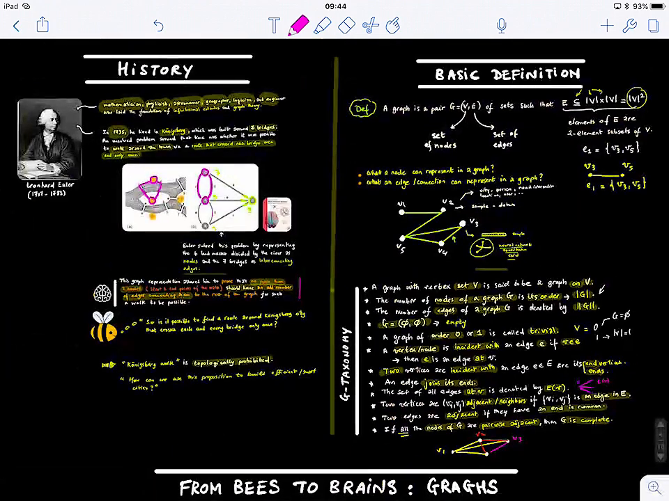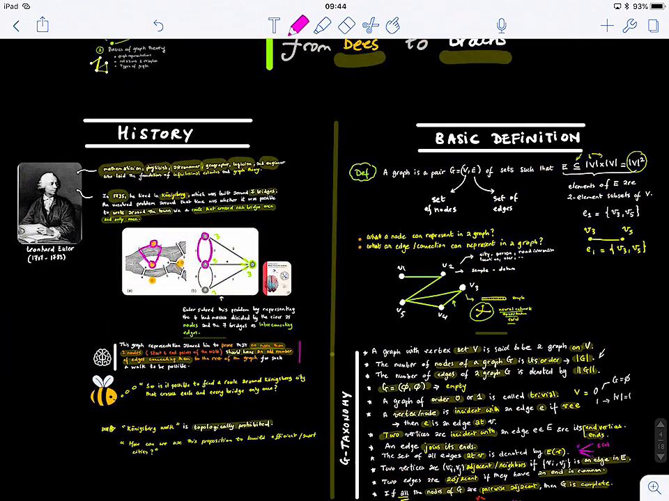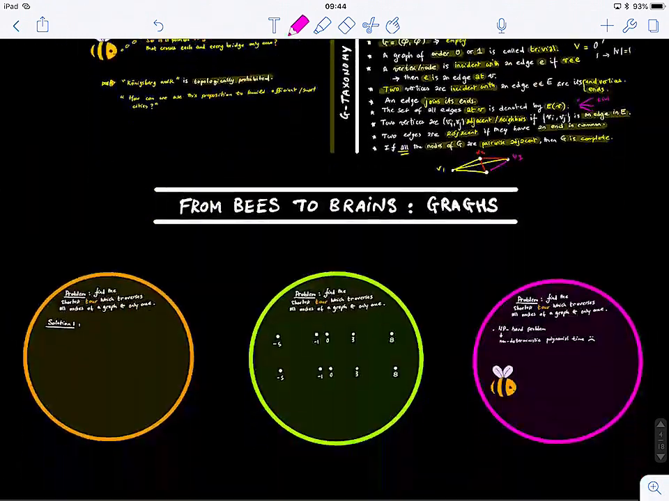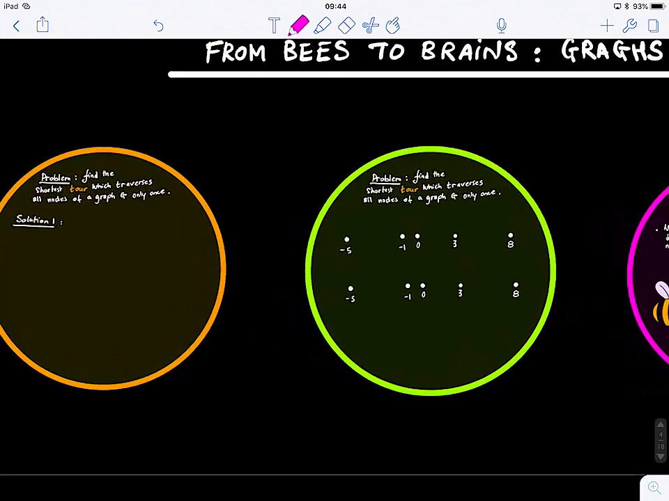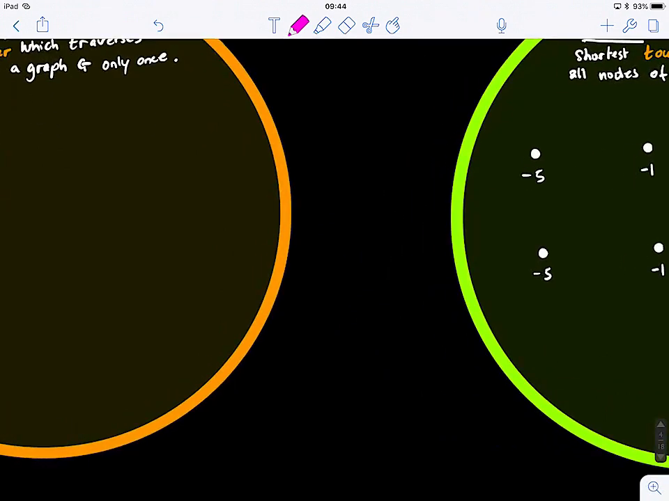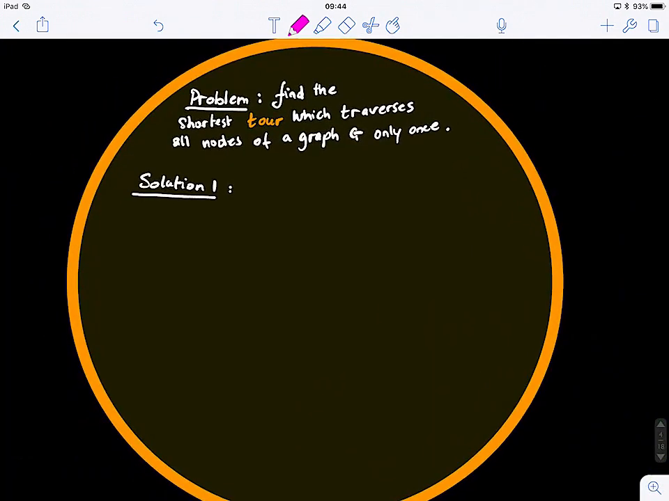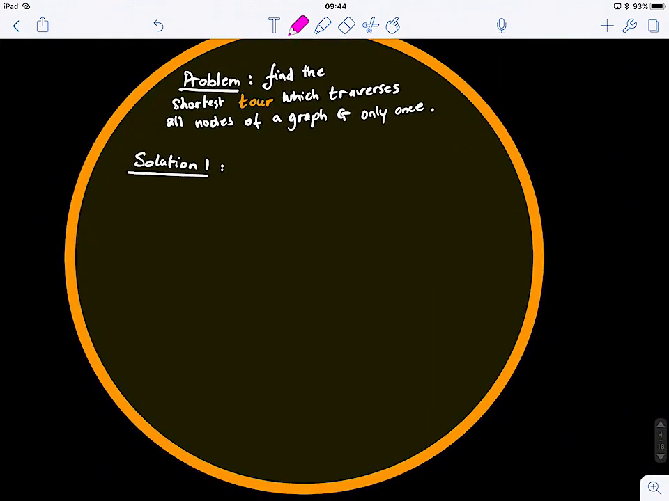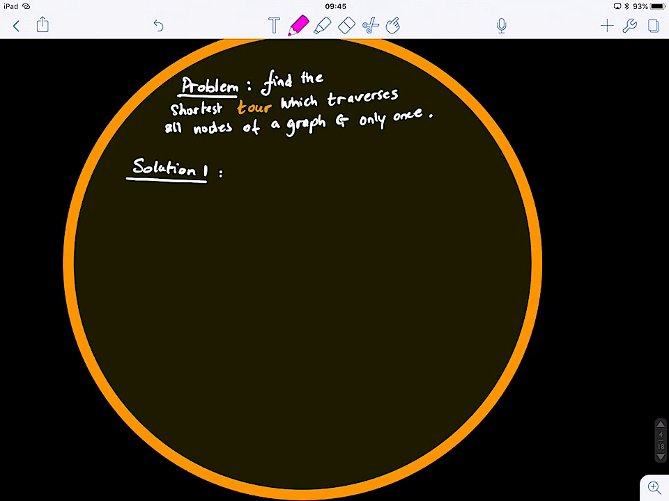Great. So now, past the basic things, the vocabulary and the history, let's look at real problems where graphs can be very useful to model and solve problems. So let's look at this problem together. You guys read this.